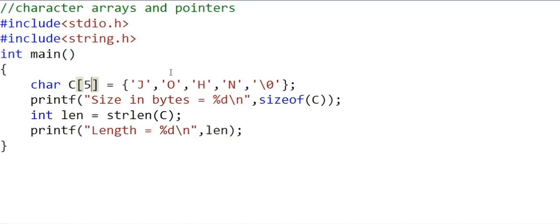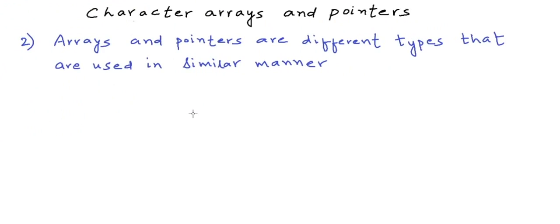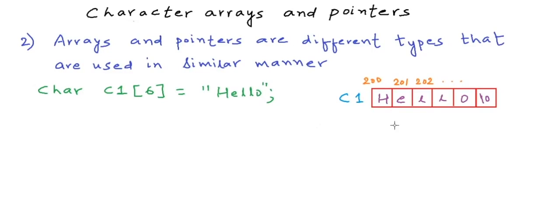The next thing that we need to understand is that arrays and pointers are different types that are used in a similar manner. Now what does it really mean? Let's say we declare a character array C1 of size 6 and initialize it with this string literal, and let's say this is how it gets stored in memory. An array is stored in one contiguous block of memory. So let's say the first character is at address 200. One character is of size 1 byte, so the next character will be at address 201 and the next at 202 and so on. Now C1 is the variable name for this whole array.